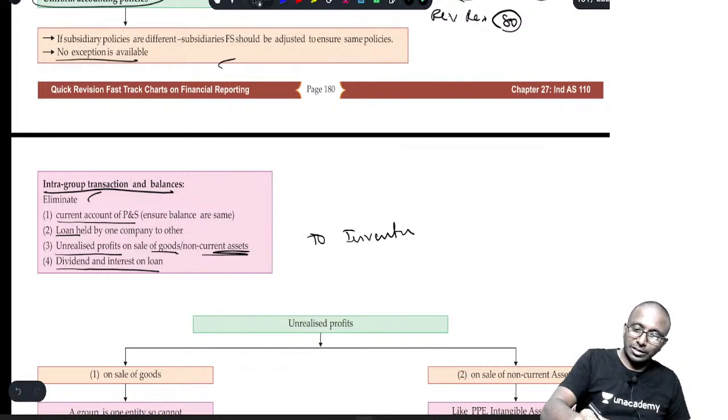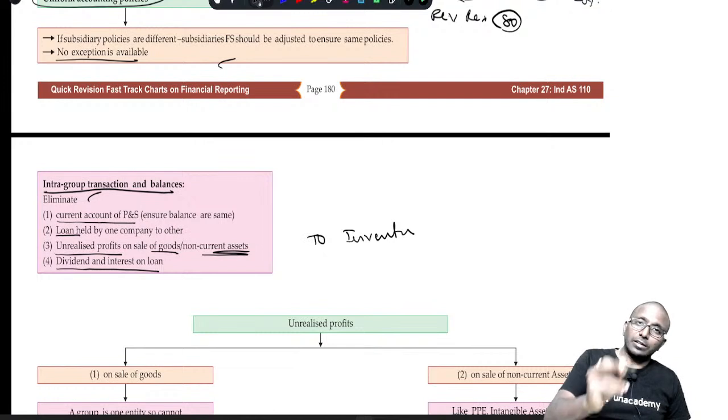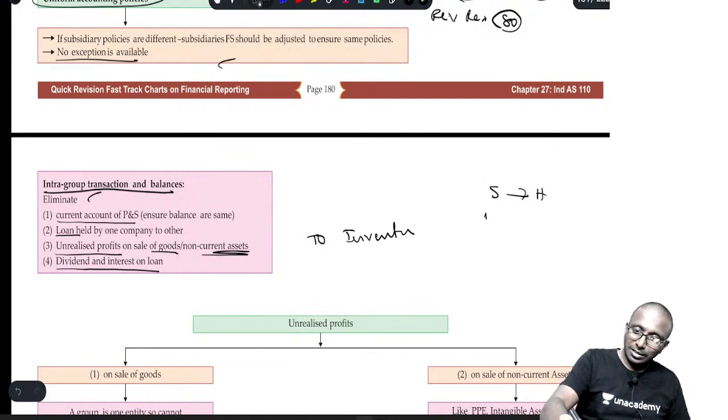So now what do you do? Reduce it from inventory. Next, by whom is it sold? Is it sold by the subsidiary to the holding company, or by the holding company to the subsidiary? Suppose our holding company sold to the subsidiary company.